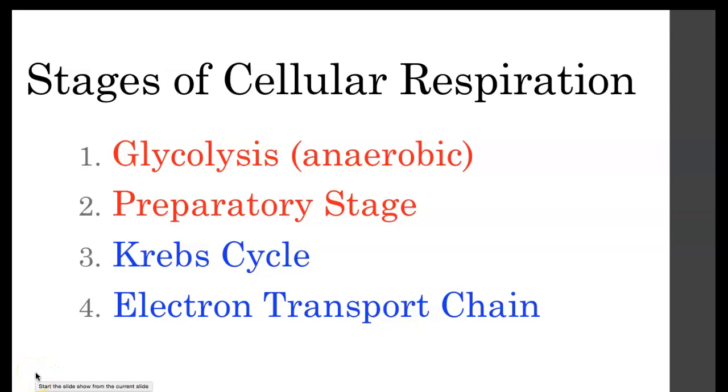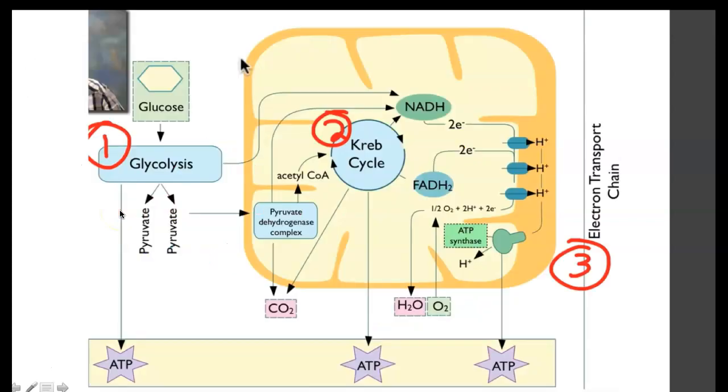In this YouTube video we're going to be learning about the Krebs cycle and the electron transport chain, which are the last two stages of cell respiration. Yesterday we talked about glycolysis and the prep stage of cell respiration. So on this slide, what I would like to do is just recap what we learned yesterday. Yesterday we learned about the first two stages of cell respiration, which are glycolysis and the prep stage.